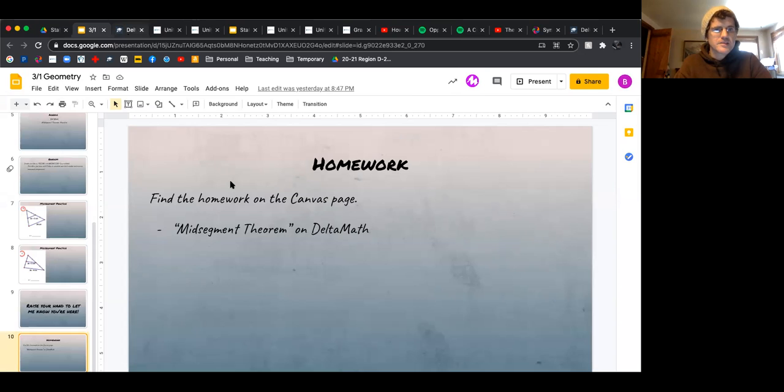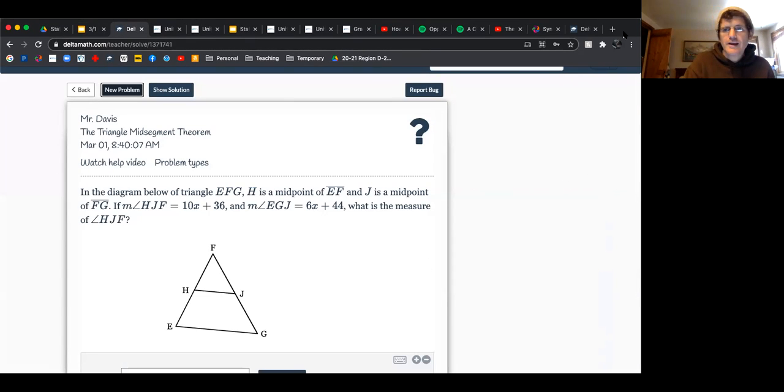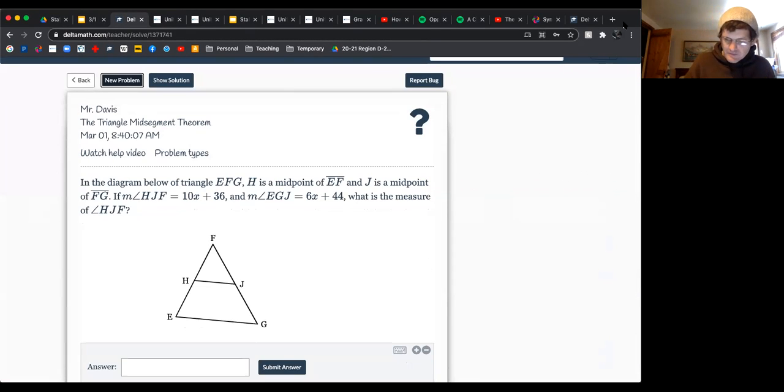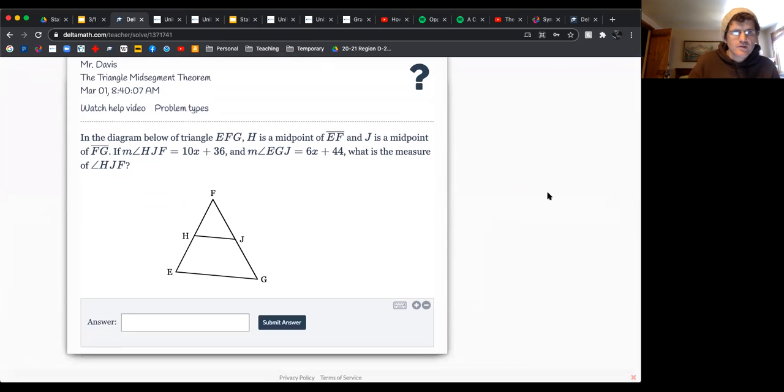And let me go ahead and pull this up real quick. So you will have problems that look like this. And maybe the first thing that you can do is recognize that you're going to have the same prompt each time. This first sentence makes it look a little more complicated, but it gives you this diagram. So you have E, F, G, this triangle.